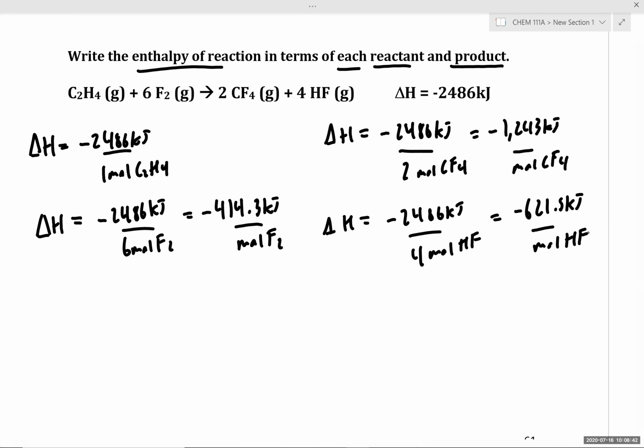Is everyone comfortable with these calculations? Any questions on these calculations so far?